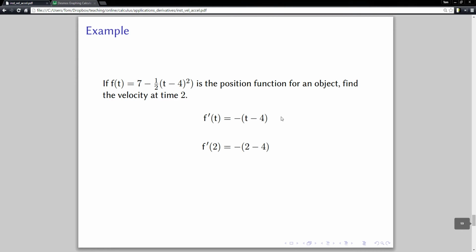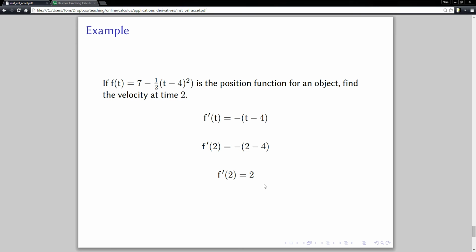And then if we want to know how fast this particle is moving at time 2, we would just plug in the 2, and we would get the velocity, or the derivative at time 2, is equal to 2. Okay, so this particle at time 2 is moving 2 units to the right.